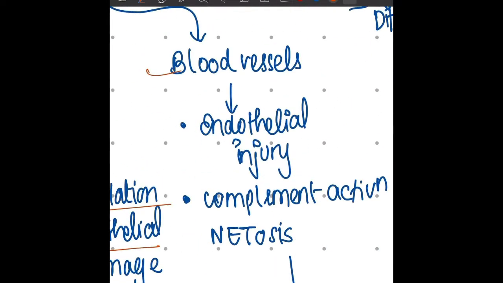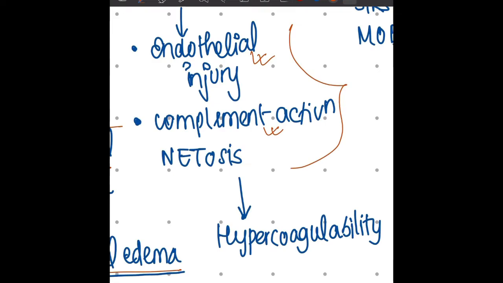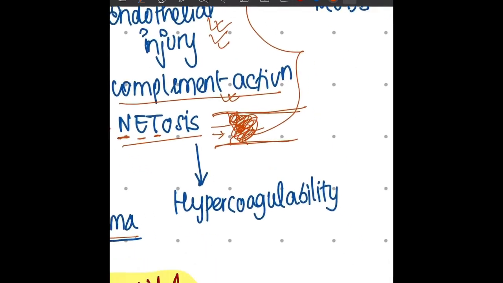In the distant blood vessels, what happens is that through three main pathogenic mechanisms, either through direct endothelial injury, or activation of the complement system, or through activation of neutrophils within the blood vessels, which throw out multiple fibrotic strings, ultimately causing stasis in the blood vessel and then clotting of the blood, and then stasis of blood supply through that entire vessel. All these things, either through direct endothelial injury, or by activation of neutrophils, which causes neutrophil extracellular traps, also known as NETosis, or through complement activation, all these three ultimately lead to hypercoagulability.